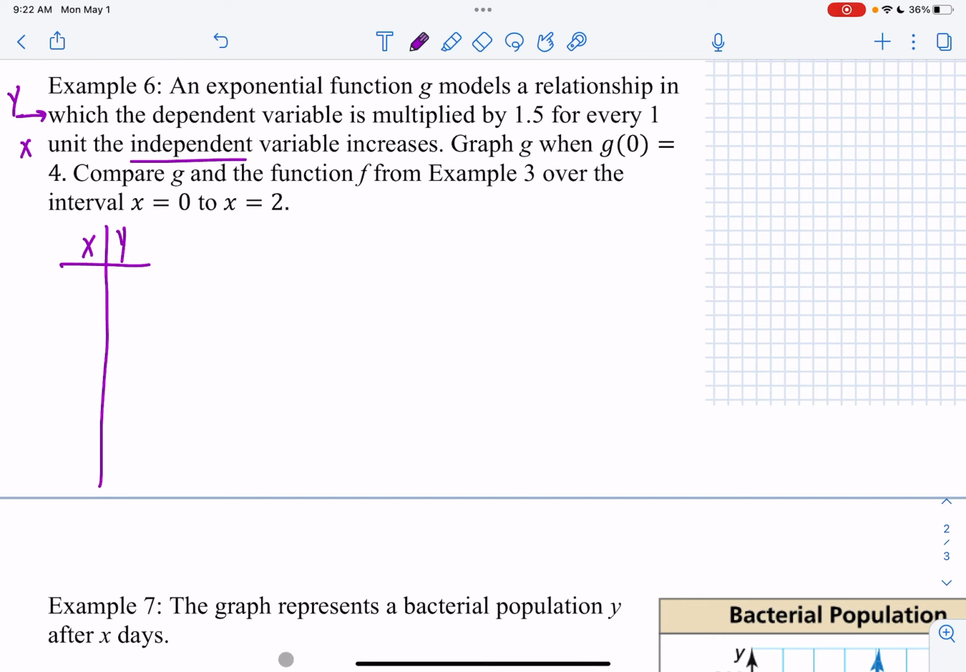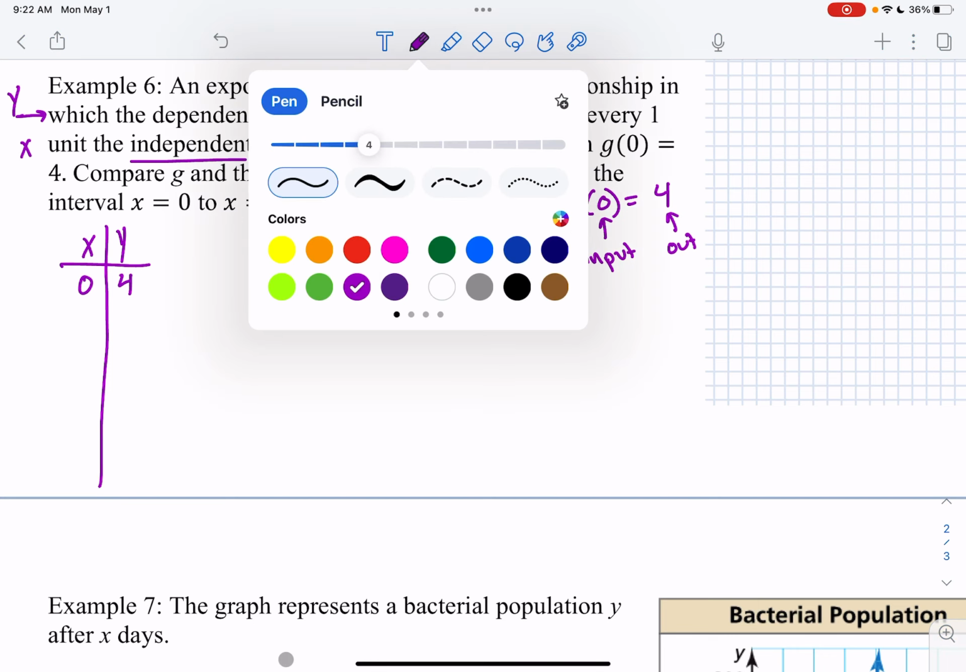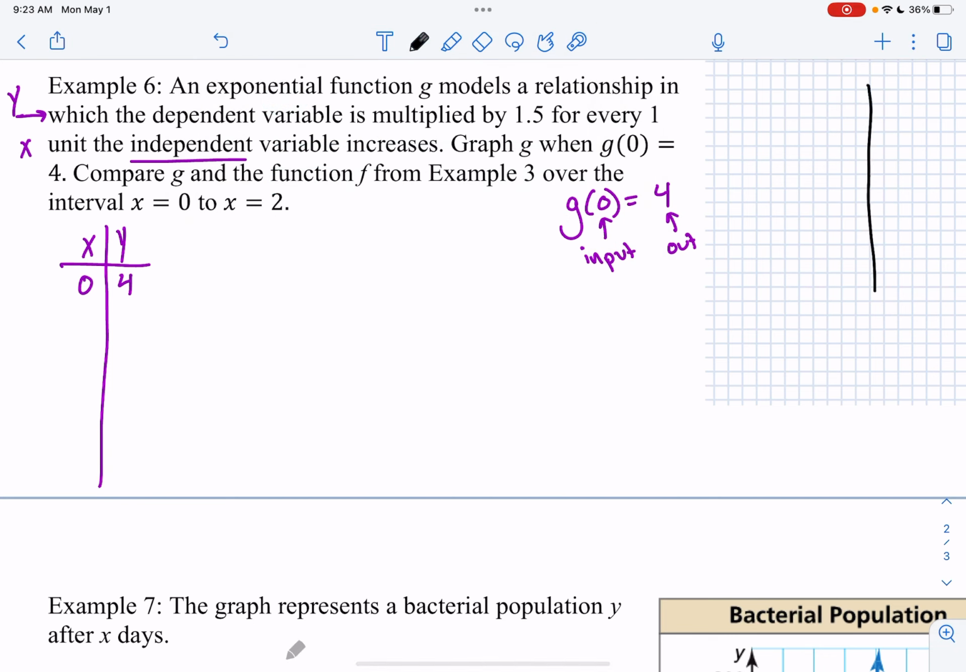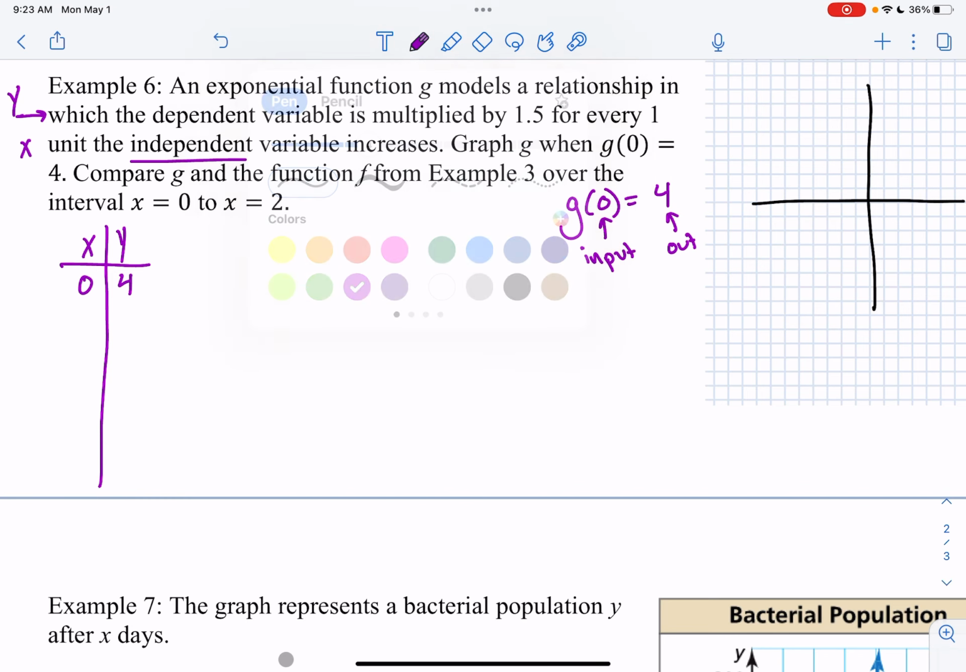They want us to graph g when g of 0 equals 4. So first let's break that down. G of 0 equals 4. That tells me 0 is the input, 4 is the output. So I know when I put in 0, I get out 4. So I can already start graphing this. 0, 1, 2, 3, 4. So I know I'm going to have that point right there.